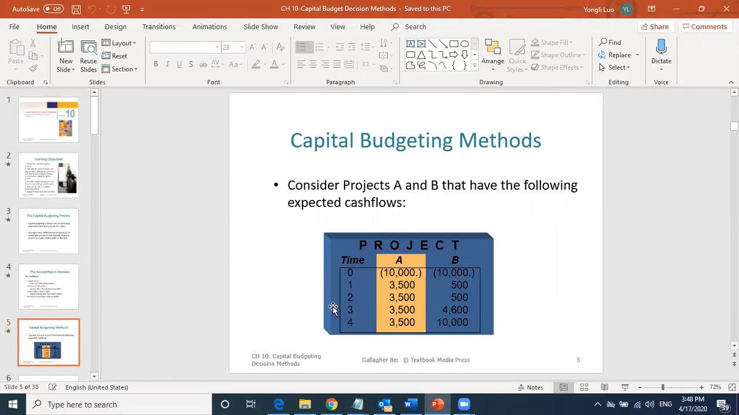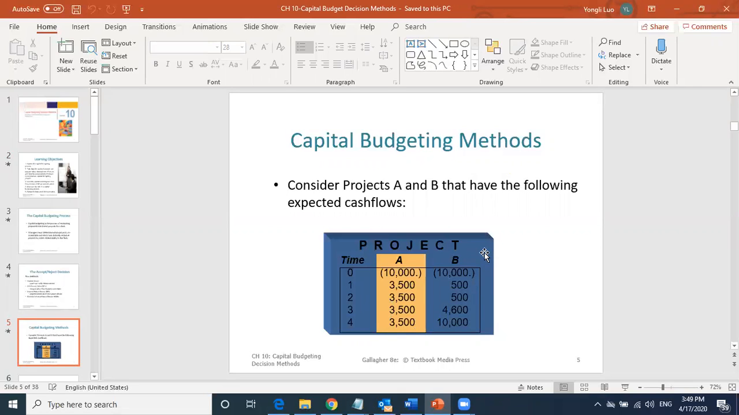For project A, at time 0, that means your initial investment. At time 0, you invest 10,000 US dollars. That's negative. It goes out of your pocket. In the first year, you will get revenue of 3,500, and the same for the next 3 years until year 4.